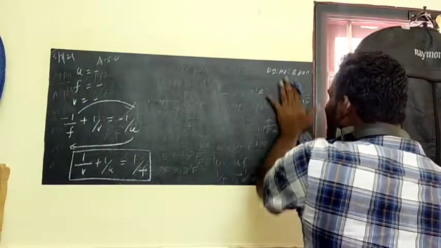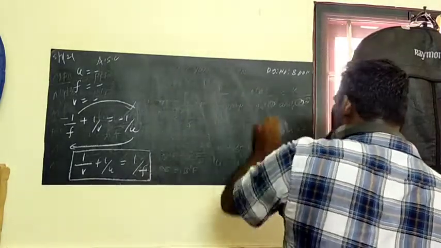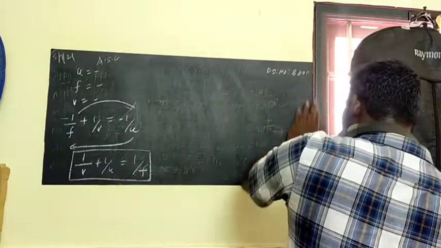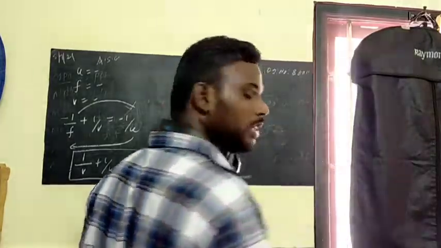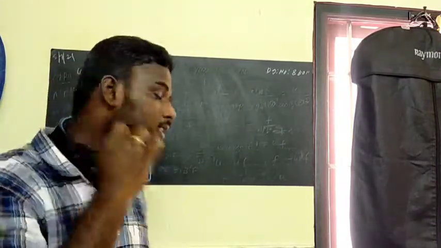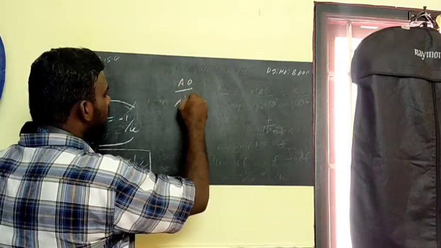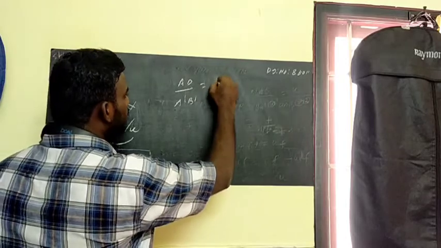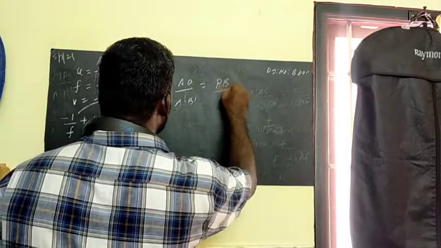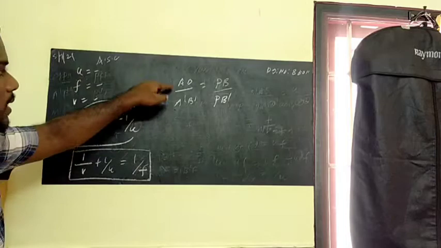And next, I can give you the magnification, or linear magnification. We know that when you move the object towards the concave mirror, the height of the image will increase compared to the height of the object. Then we saw the first equation, that is AB divided by A dash B dash equals PB divided by PB dash.